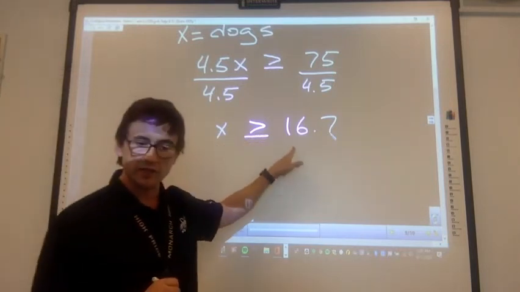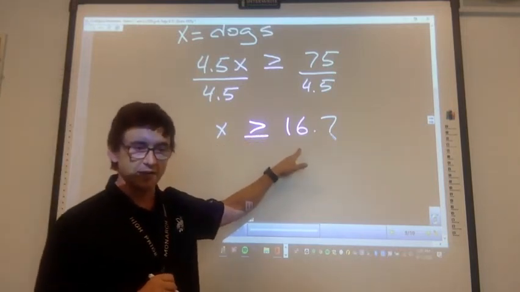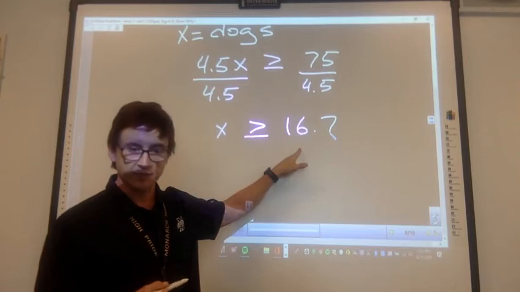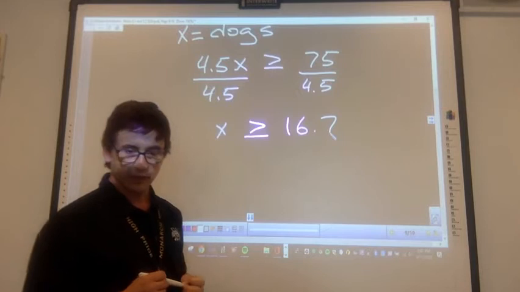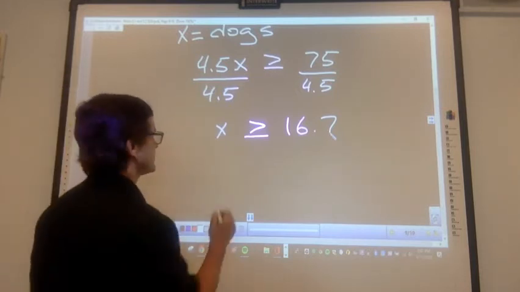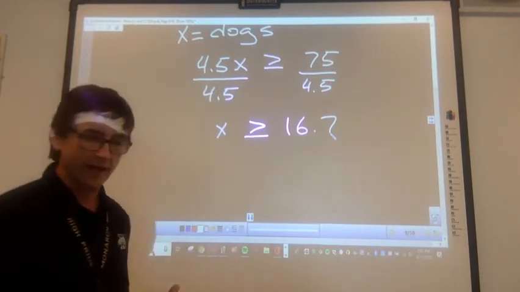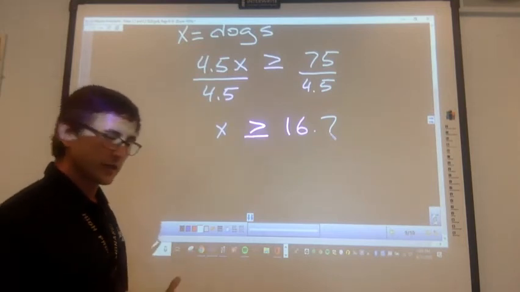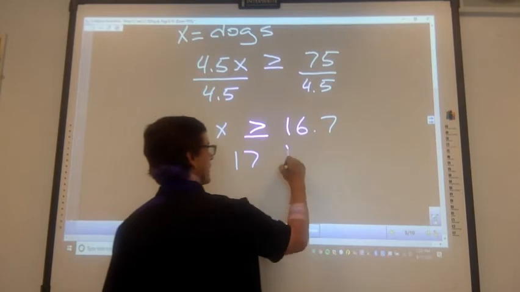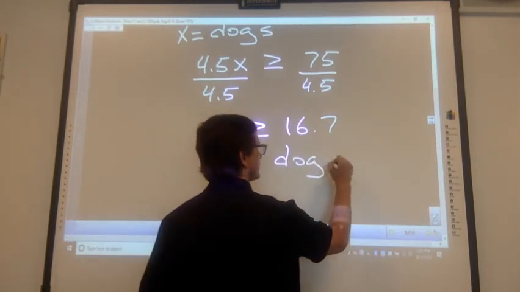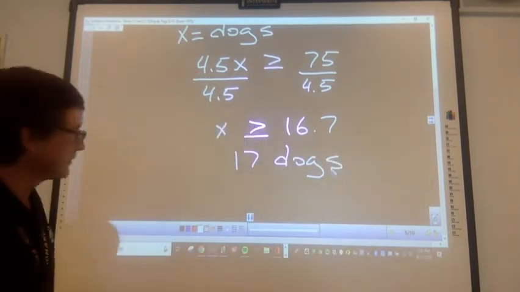So how many dogs do I have to walk? Show me in the chat to earn at least 75 bucks. 16 or 17 dogs. Good, good. A bunch of 17s up there. So you have to tell me that. How many dogs do you have to walk to earn at least 75? You have to walk 17 dogs to earn at least 75.